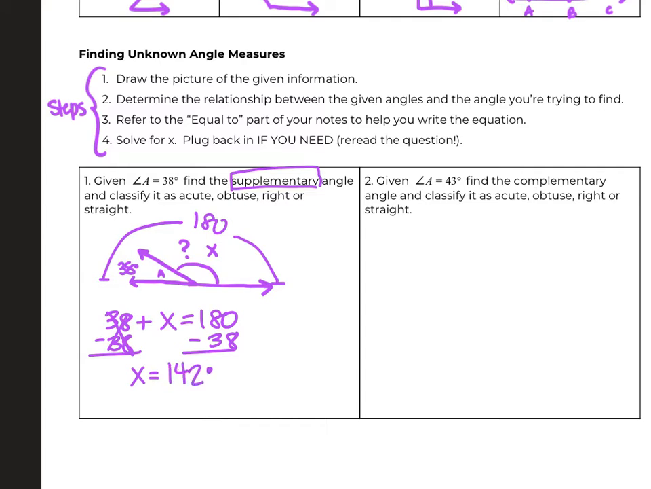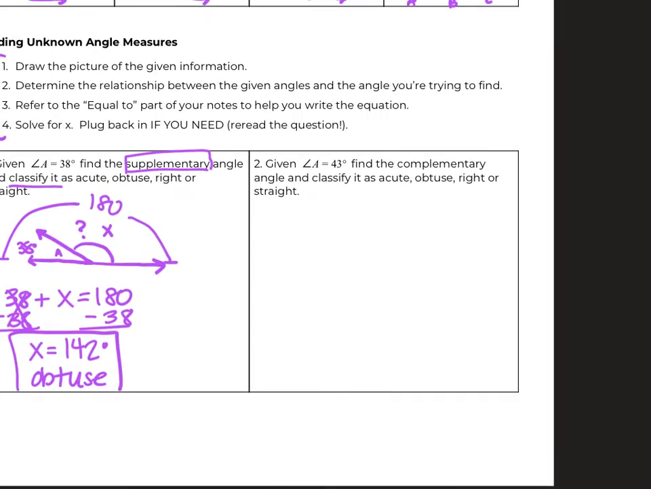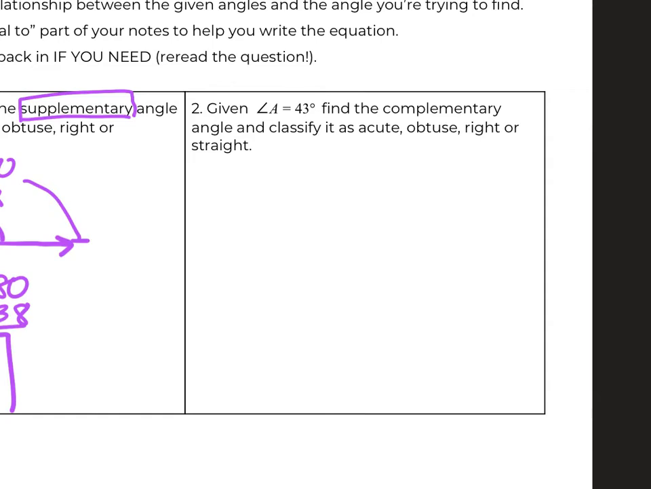And then it also says to classify it. So acute, obtuse, right, or straight. Well, this is greater than 90, but not 180 yet. So that is obtuse. Alright. Would you guys pause and see if you can do number 2 on your own?